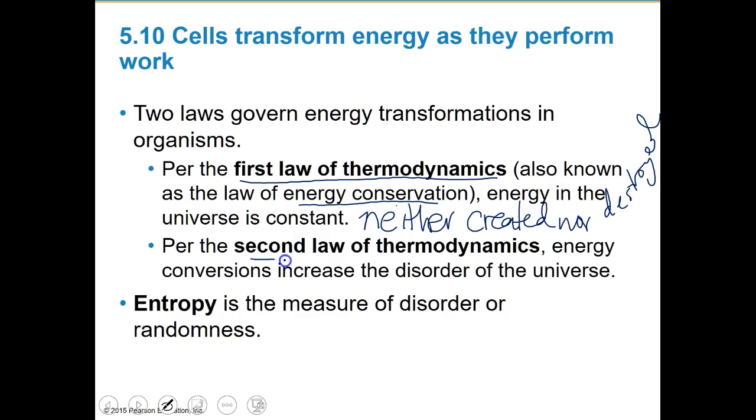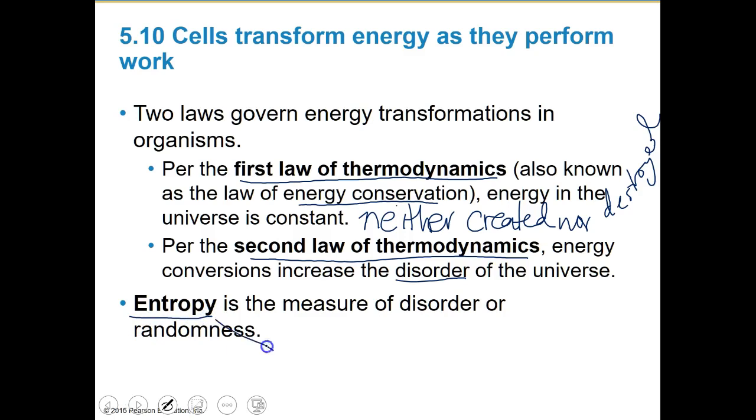The second law of thermodynamics is that energy conversions increase the disorder in the universe. So there gets to be more heat loss. We're going to talk about heat loss as it goes on, but when we lose heat, it creates more disorder in the universe. Entropy is the measure of disorder or randomness.